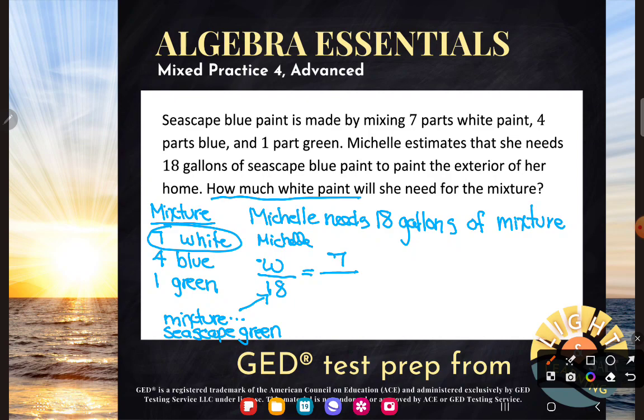That 18 was not the white, the blue, or the green. That 18 was the Seascape blue, the entire mixture. And so the number I need down here, I don't actually have at this point. However, I have enough information to figure it out. Because come back to your mixture. If all you're mixing is white paint, blue paint, and green paint, and it gives you the mixture when you put it all together, well, let's just put that all together. 7 parts white and 4 parts blue and 1 part green give me a total of 12 parts in my mixture. And so the number I need here is 12.